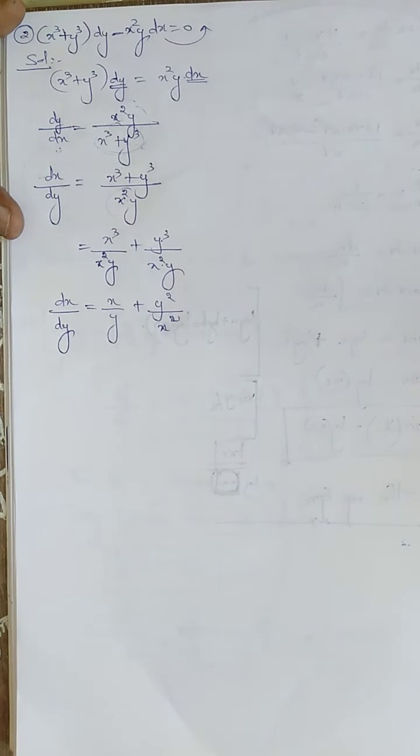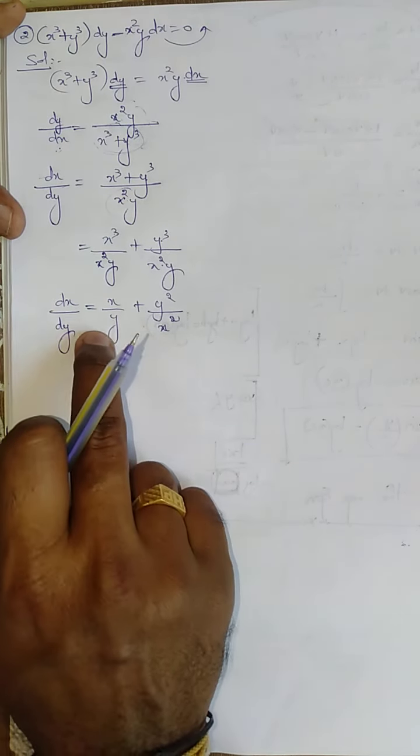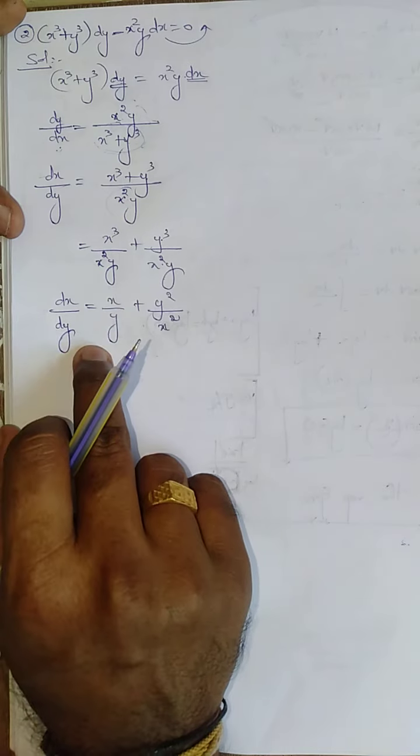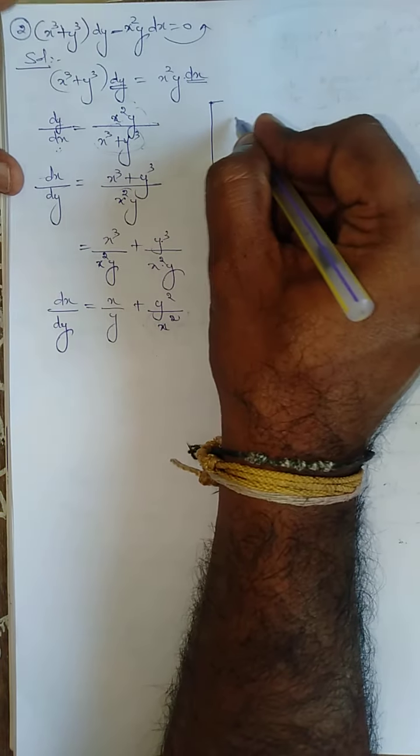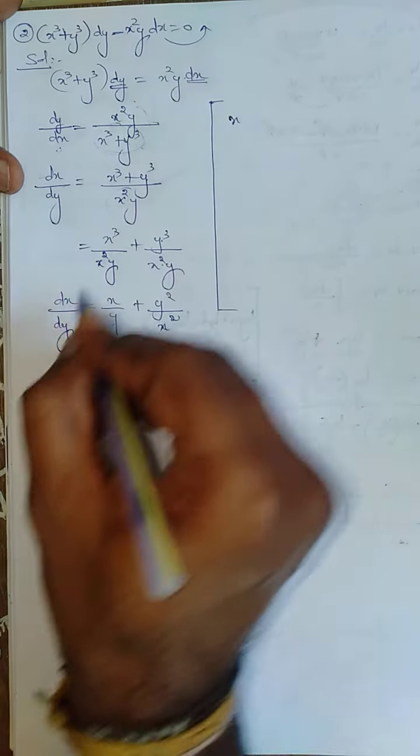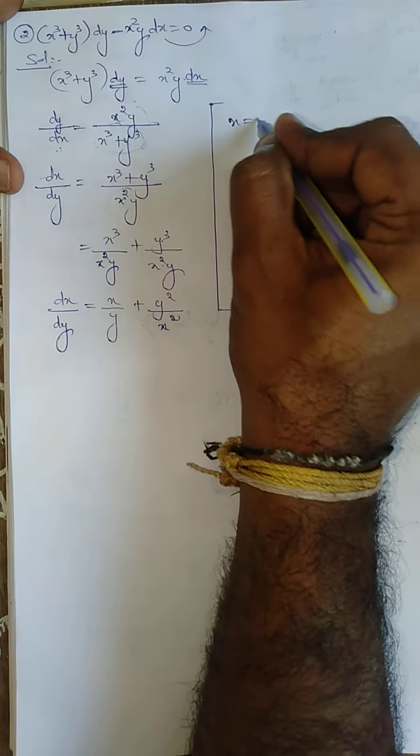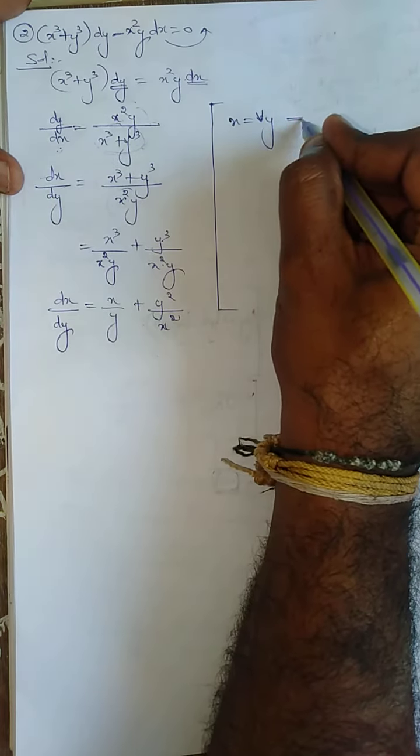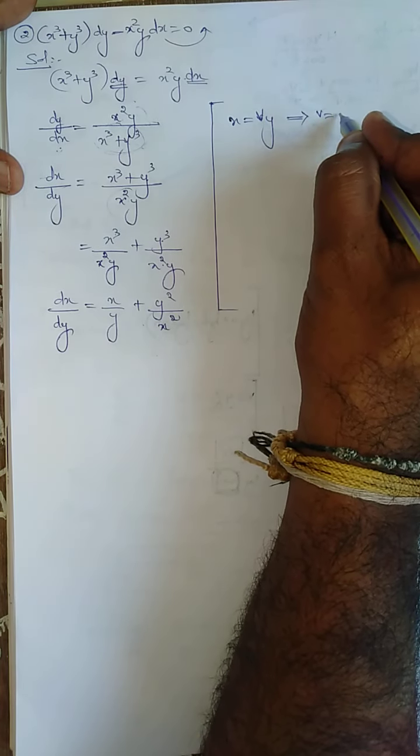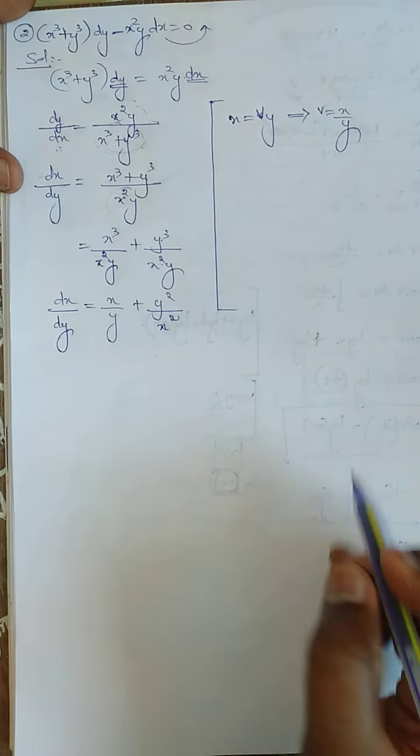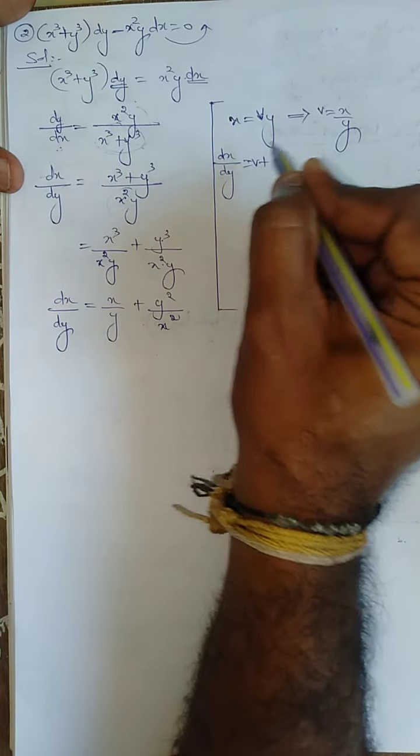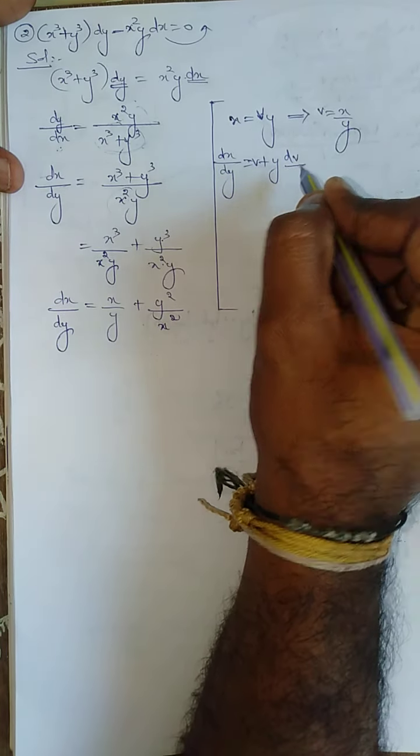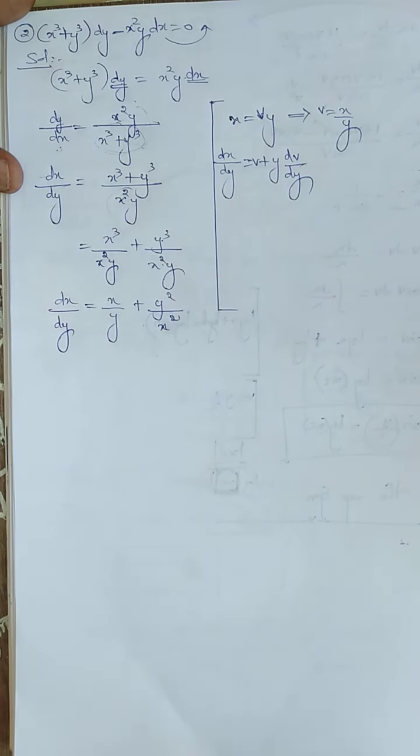So you don't need to fear. You may ask, sir, x by y here, y by x there, how can I use both? You don't need to worry. Listen carefully. What is the first method? The first method I am not going to use. I am going to use the second method only. x is equal to vy, which means v is nothing but x by y. Differentiate: dx by dy is equal to v plus y into dv by dy.